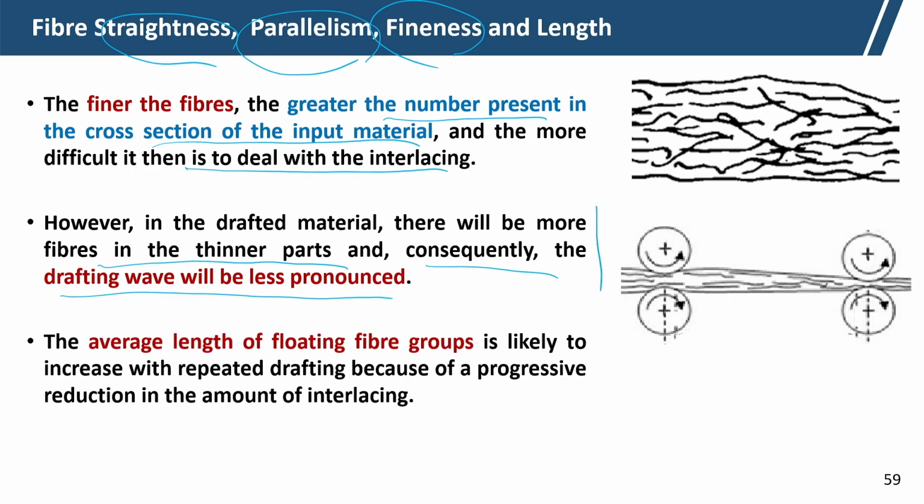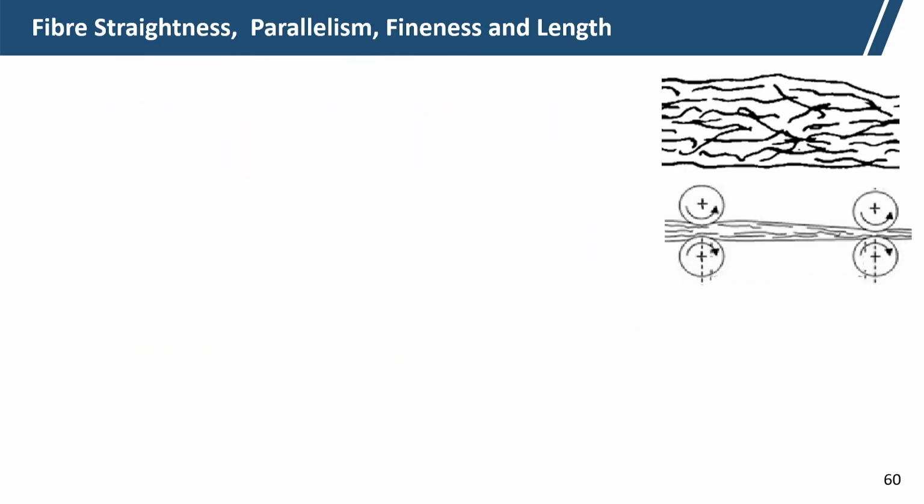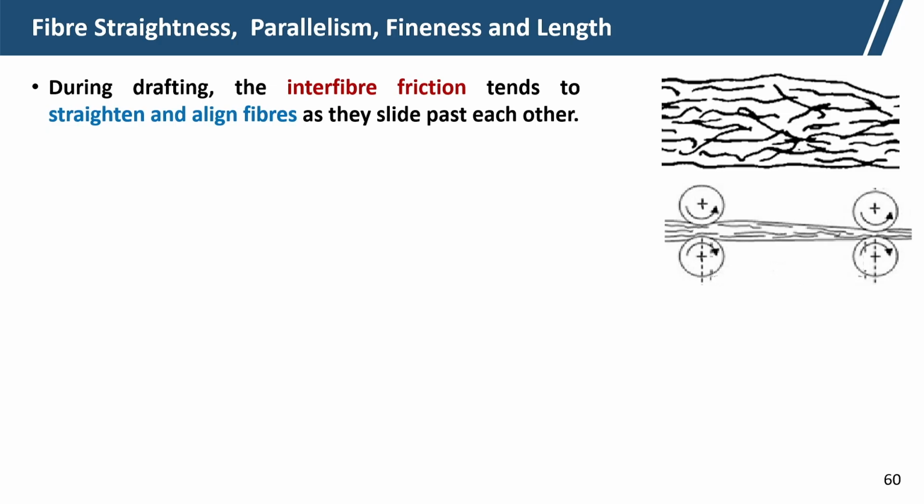The average length of floating fiber group is likely to be increased with the repeated drafting because of the progressive reduction in the amount of interlacing. So, during drafting the interfiber friction tends to straighten and align fibers as they slide past each other. So, the fibers which are not straightened or aligned will be affected by the interfiber friction.